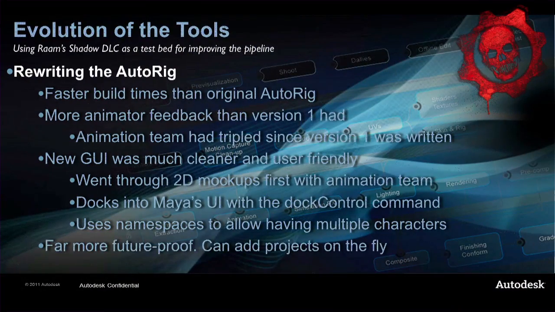And it's far more future-proof now. We can add projects on the fly. It knows how to deal with those new projects. And as we've been working on Fortnite and the newly announced Infinity Blade Dungeons game, I'm constantly updating these things to allow for more project-specific options, like what bones you want to export out for your animation. Mobile has a much reduced list than Gears of War 3 did, so I'm coming up with additional tools to support that kind of stuff.